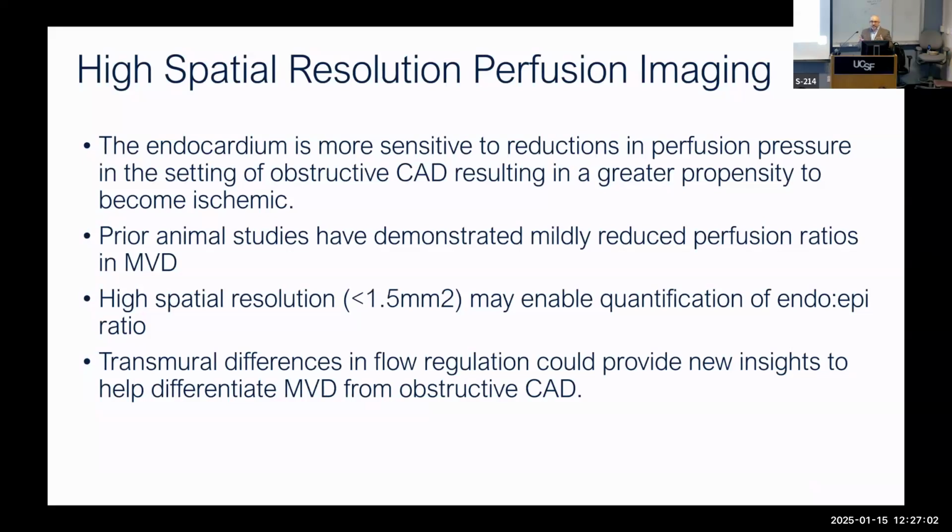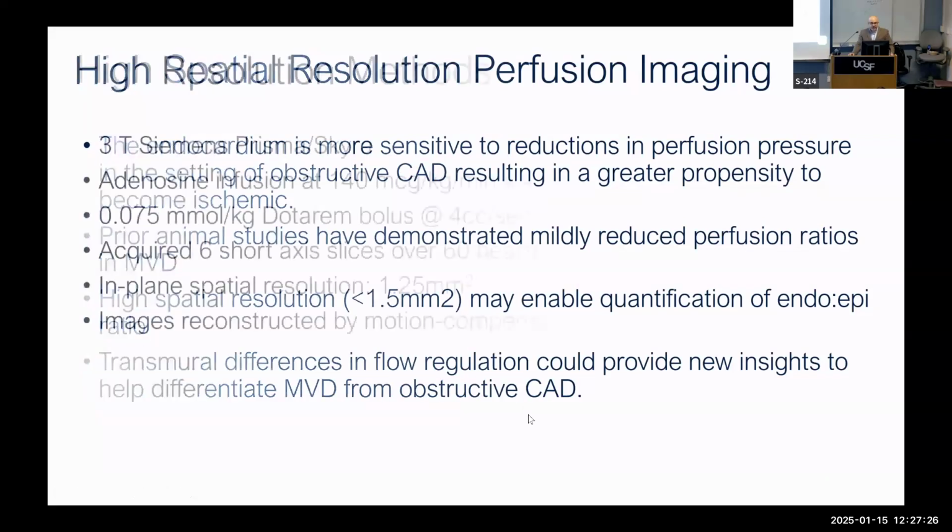So a lot of times in 3-vessel disease, we'll see visually that it doesn't just look like a normal study, like you might see in a SPECT study, where it's very difficult to tell. We'll usually see a gradient from endocardium to epicardium across the different territories. And so we were interested in looking at transmural differences and seeing if that could help us distinguish microvascular disease from obstructive disease.